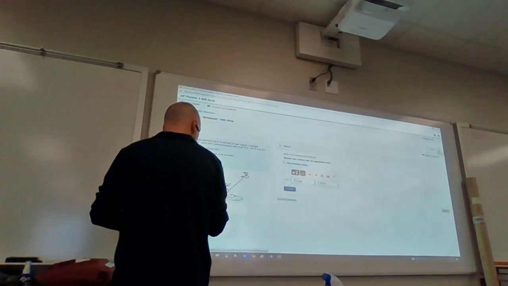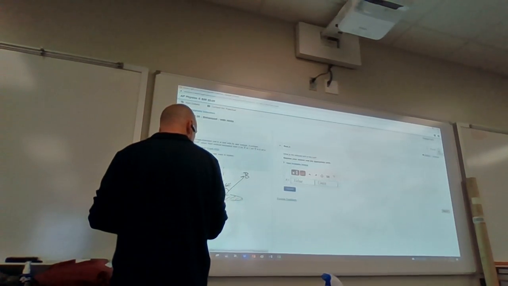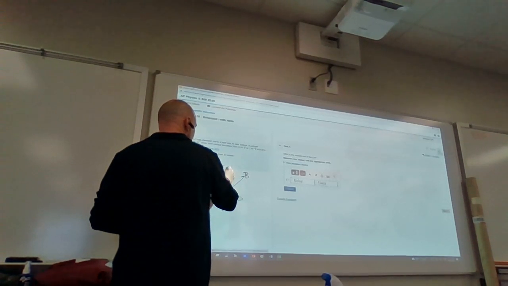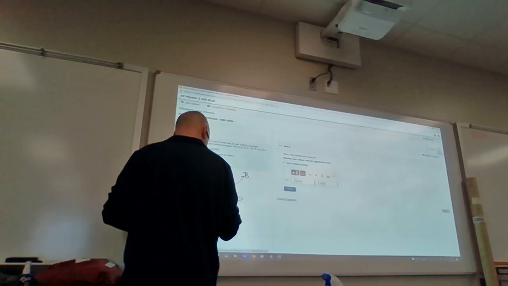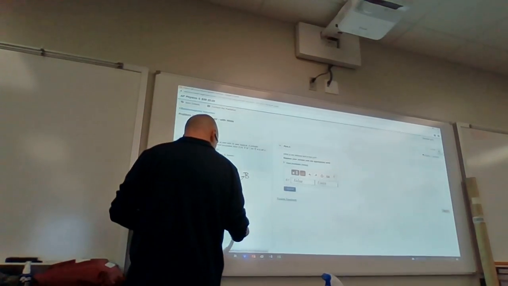So you just want the stuff that's perpendicular, so you're going to use cosine. So magnetic field times the cosine of theta.